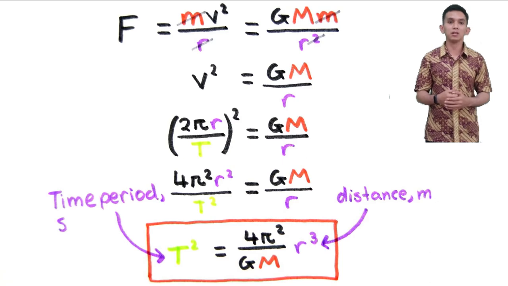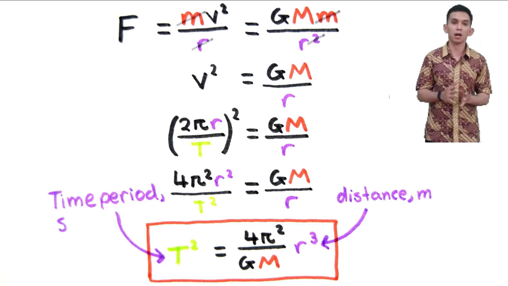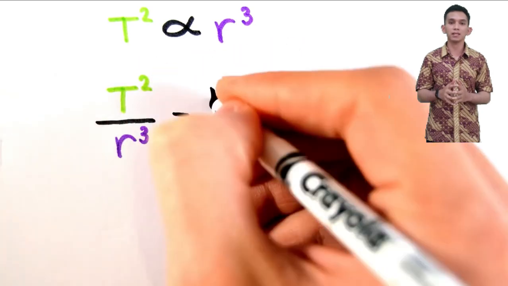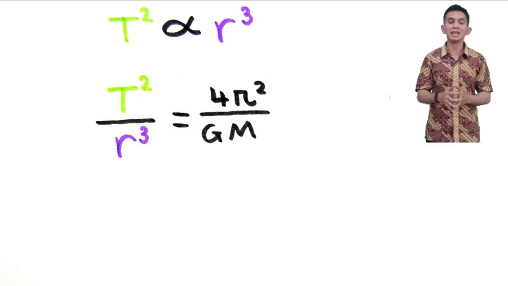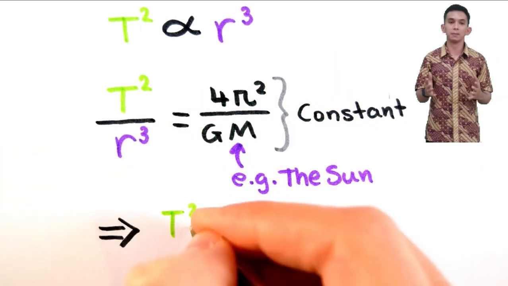This equation shows Kepler's third law, which states that T squared is directly proportional to r cubed. This also suggests that for a set of celestial bodies, such as the planets of our solar system orbiting the same large body, the Sun, T squared over r cubed is constant and is equal for all the celestial bodies.